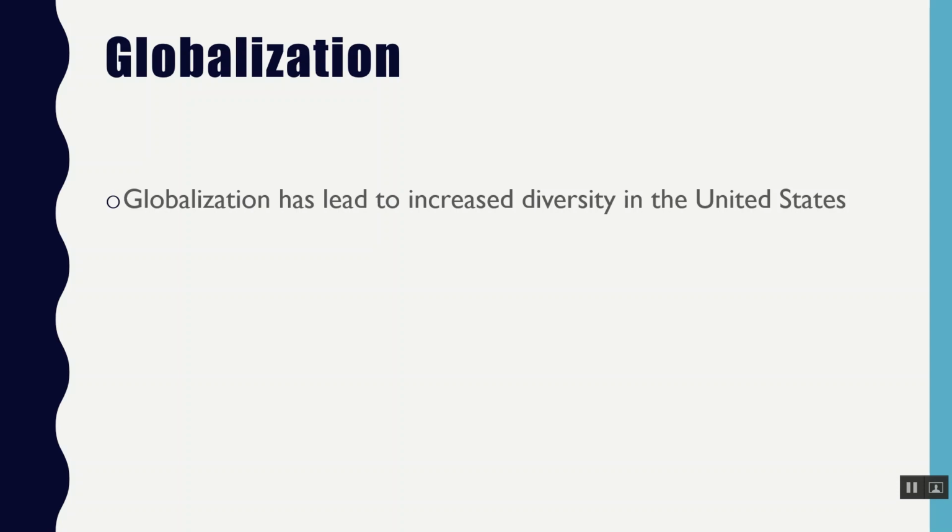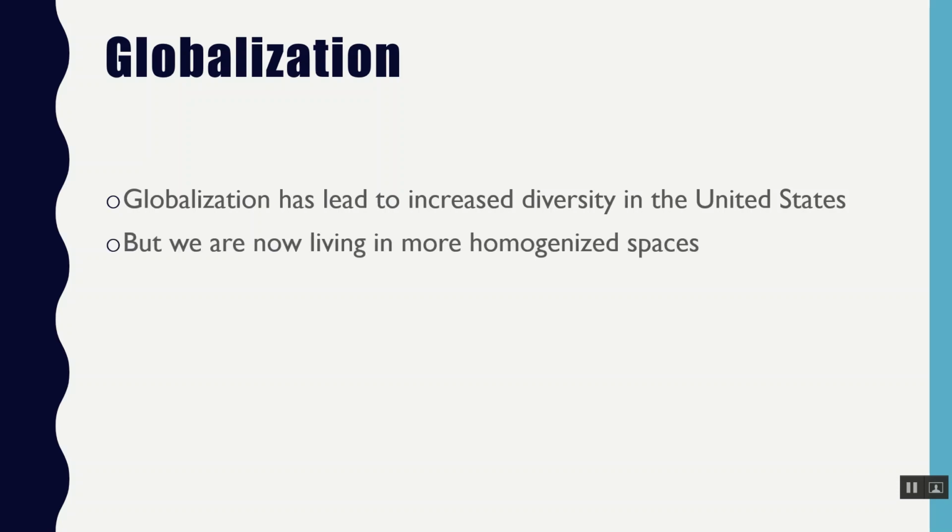So while we have always had quite a bit of diversity in the United States, we have even more so now. But what was happening, we are living in more homogenized spaces than ever before. We are self-segregating, and suburbs are one of the ways in which we do that. If you think about gated communities and suburbs, a lot of the planning is based off being afraid of other people, right?